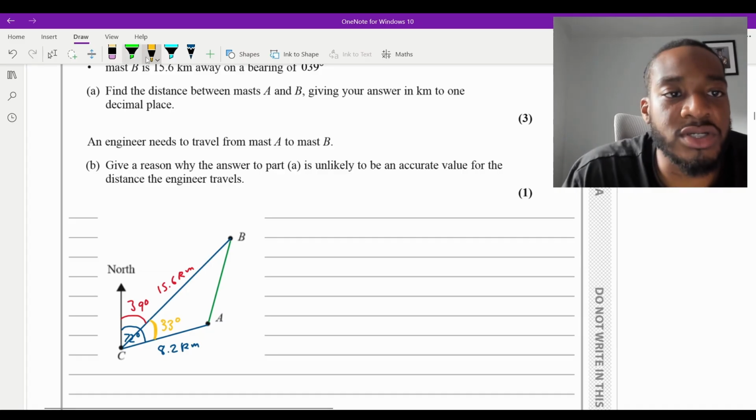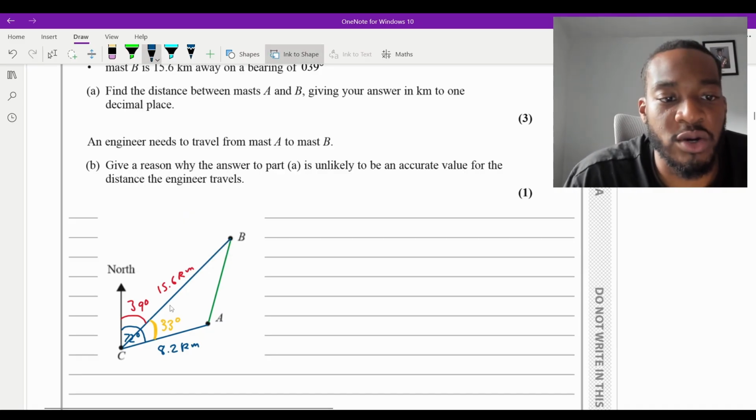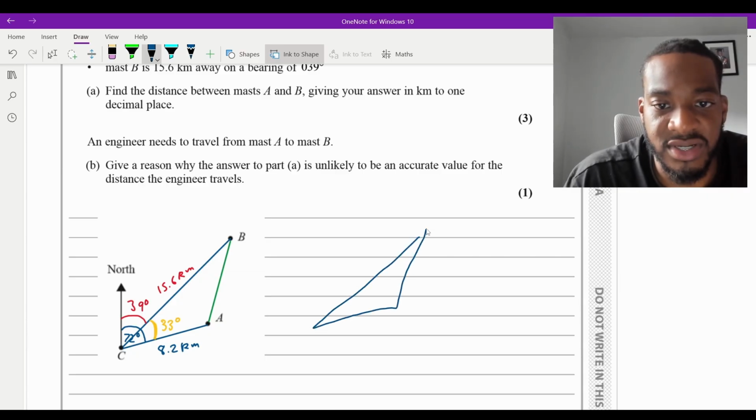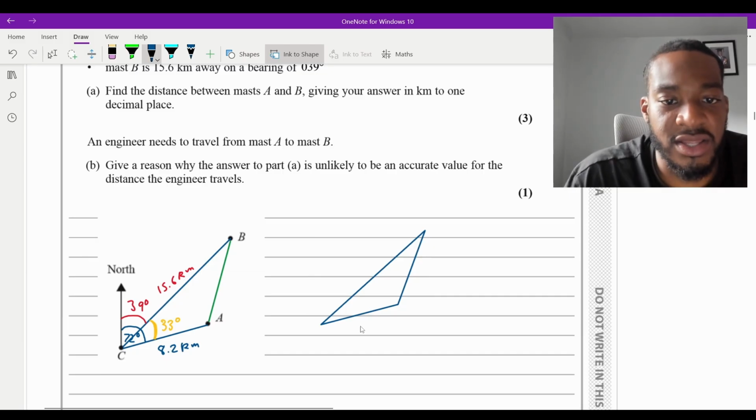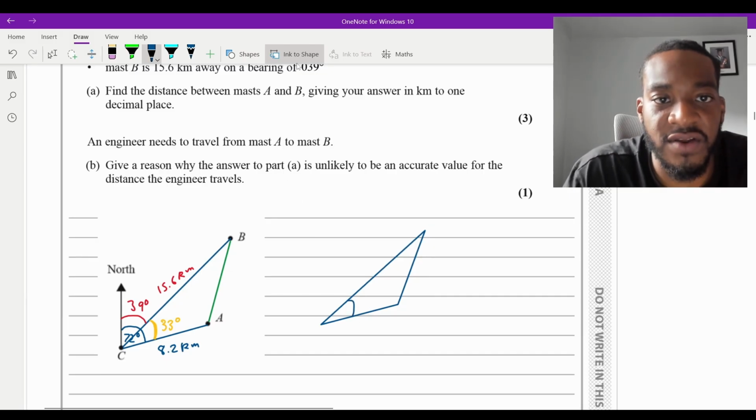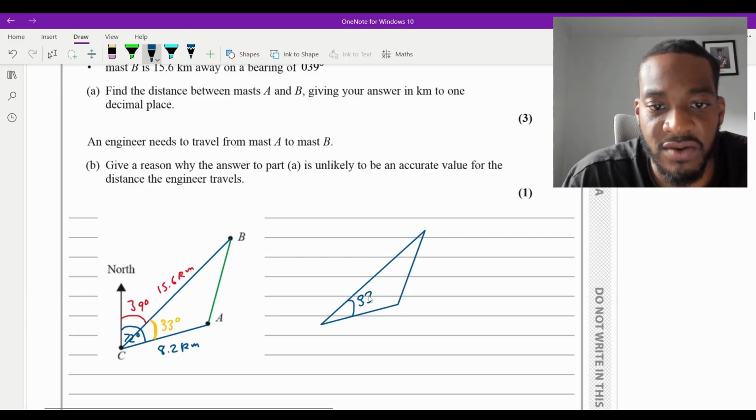So that is helpful because what I'm going to do now, I'm going to just draw one more triangle just to replicate what I've got here. It's going to be something like that, isn't it? And this is going to be 33 degrees. This is 15.6 kilometers. And this is 8.2.